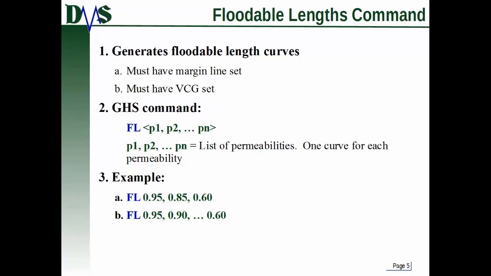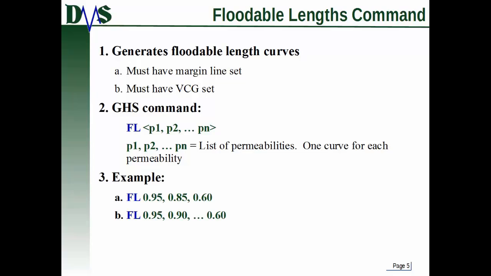Okay, so how does the command work? To generate the floodable length curves, first thing, you have to have two things. You need to have a margin line set, and you need to have a VCG set. The VCG is necessary so it can calculate the correct trim of the vessel. Okay, so the GHS command is FL, which stands for floodable lengths, and then your list of permeabilities. And it will create one floodable length curve for each permeability that you provide.